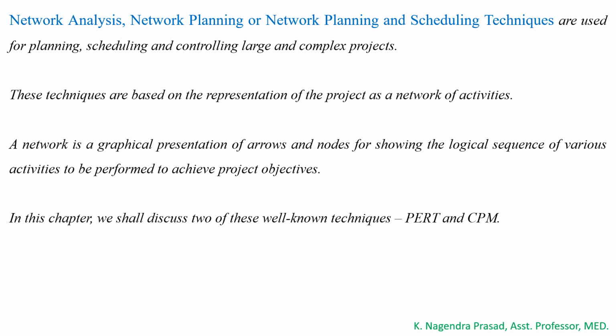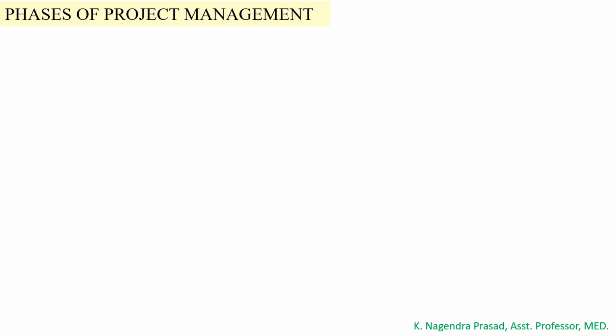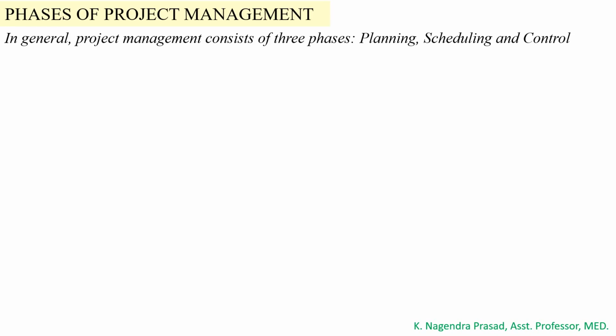Before that, we have to see some basics of project management. Next, we have to see the phases of project management. In general, project management consists of three phases: planning, scheduling and control.